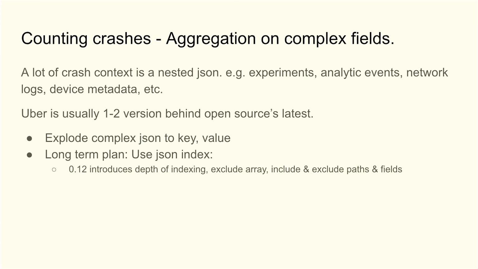So usually Uber is 1 or 2 versions behind the open source's latest version. So at least from 0.12 version onwards, there's a lot of optimization in Pinot that has happened. So for example, you can define which path of a JSON you want to index, you can exclude paths in it, and there are a bunch of improvements around how you query a complex JSON object. But at the time of onboarding this use case in Pinot, in Uber, we were still at 0.11. So we had to go with the approach of exploding this complex data into key value pairs, and then we were able to easily support these use cases.